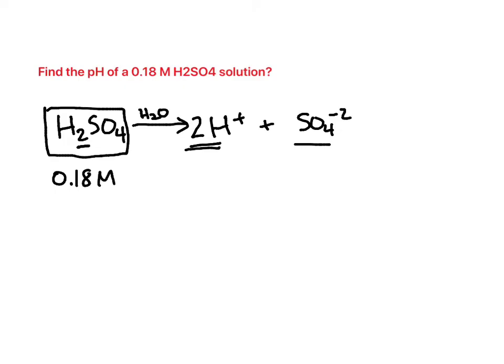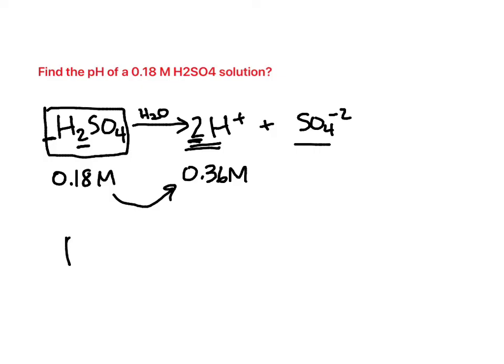Okay, so now we have to do a little bit of stoichiometry. Remember about the coefficients. So this time we have a 1 in front of H2SO4 and we have a 2 in front of a hydrogen ion. So that means that the concentration of the hydrogen ion is going to be double, or 0.36 molar, the concentration of the H2SO4.